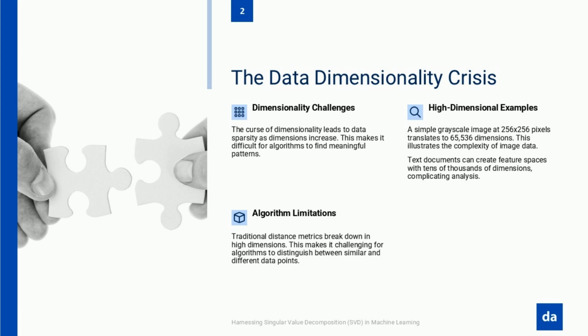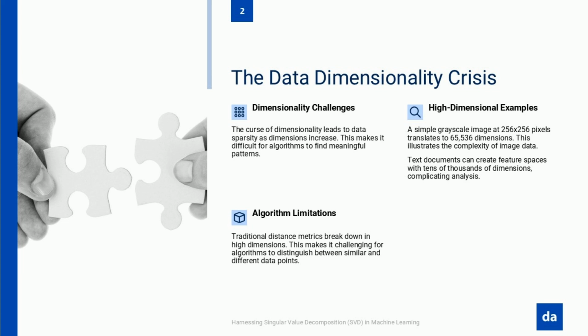In low dimensions, calculating the Euclidean distance between 2 points gives us a meaningful measure of their similarity. But in high-dimensional spaces, a phenomenon occurs where the distance between any two random points tends to become nearly the same. This convergence of distances means algorithms struggle to distinguish between what's similar and what's different. The very foundation of pattern recognition collapses.